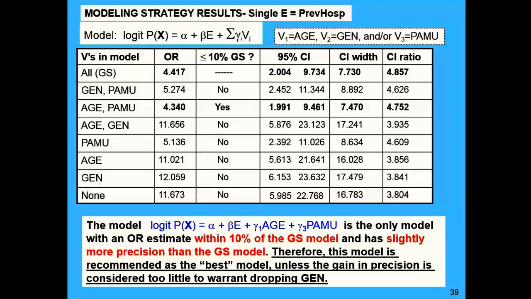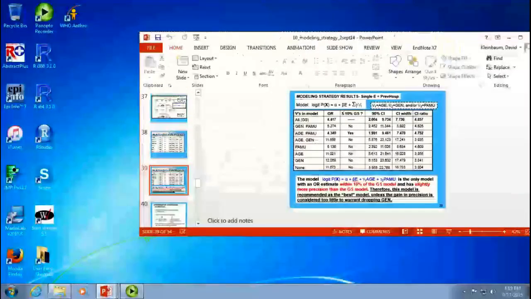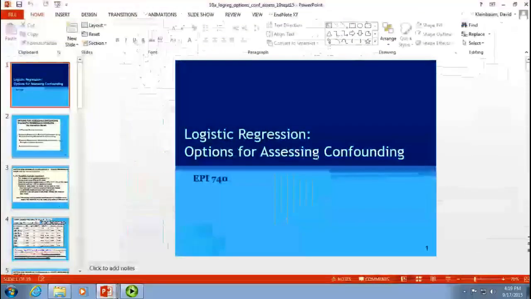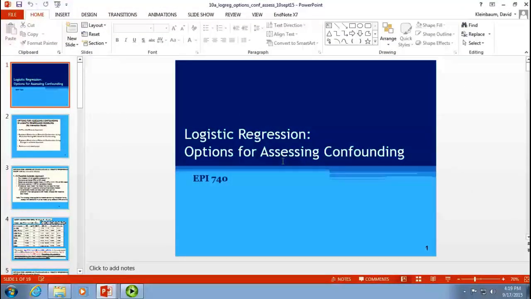But then I did say, are there any ways to shortcut the process? Can you cut down on doing all possible models and still get a good answer? I described something to you as another alternative, and I'm going to talk about that again today. What I'm going to do now is get out of this and talk about the next set of slides I have, which has to do with the issue of options for assessing confounding.